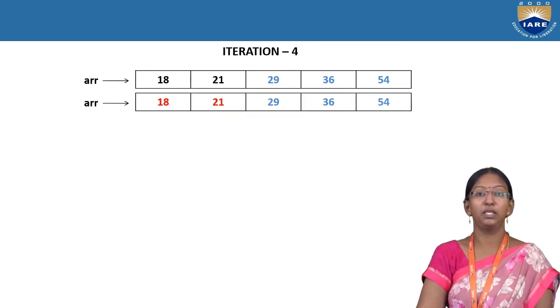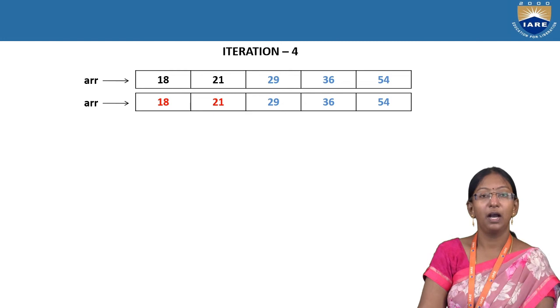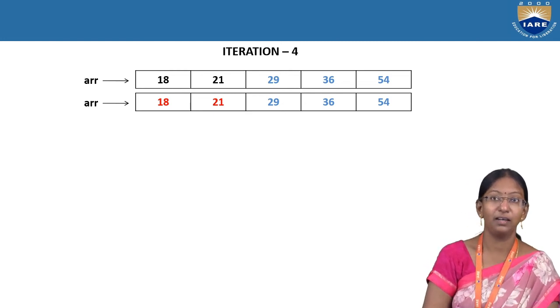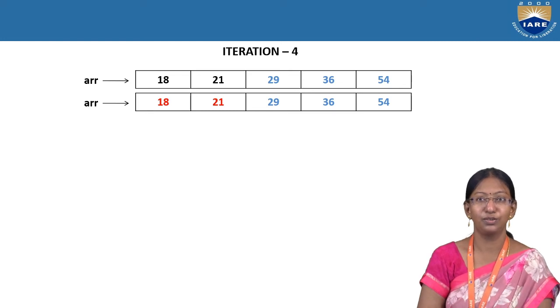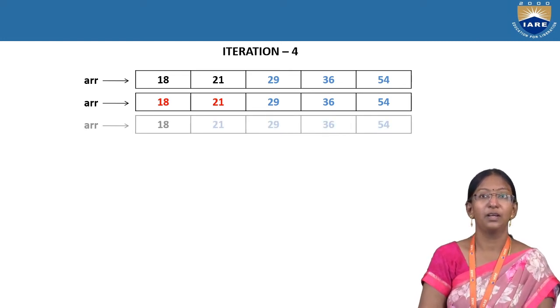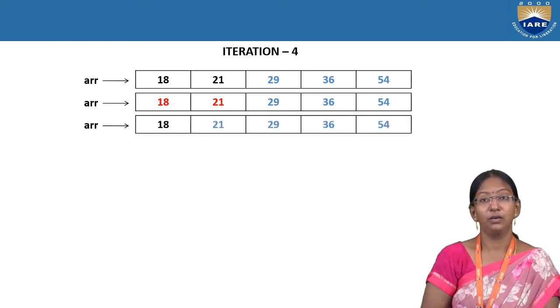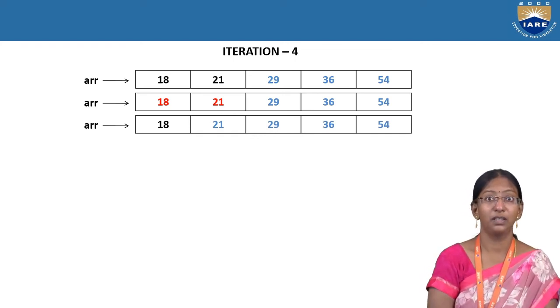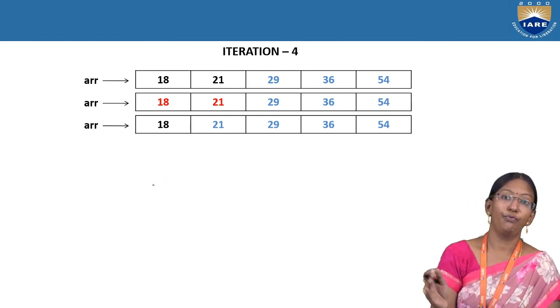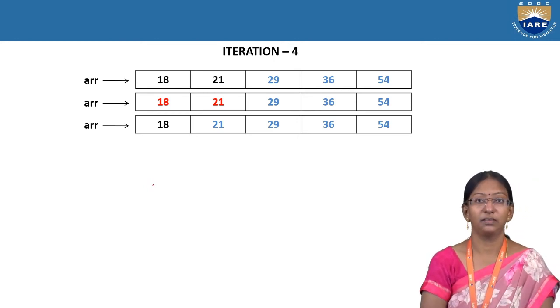Compare 18 and 21. Are they in sorted order? Yes, they are in sorted order. Do you need to change anything? I don't think so. Do you need to swap anything? No. So this is the list. 21 was the last element in the current sublist. So now 21 is placed in its right position, which is the 4th largest element in the list.